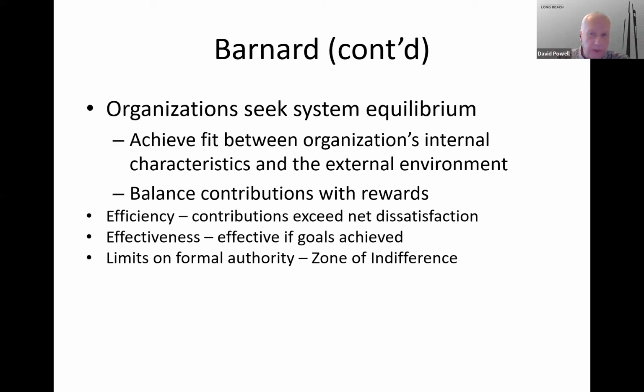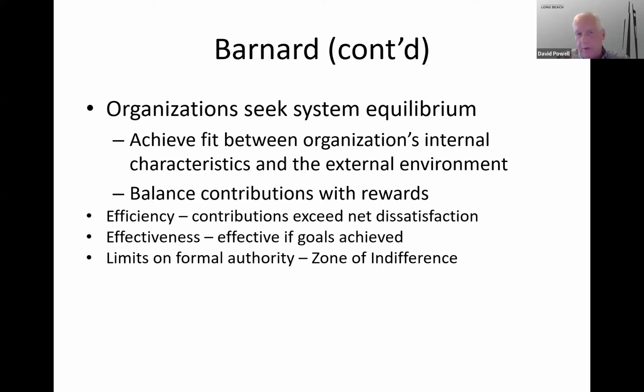Then, under his approach to natural systems theory, there's also the idea of effectiveness. And simply for Barnard, effectiveness was a measure of how well our organization is achieving its goals. And again, as a natural systems theorist, the primary goal is going to be agency survival.